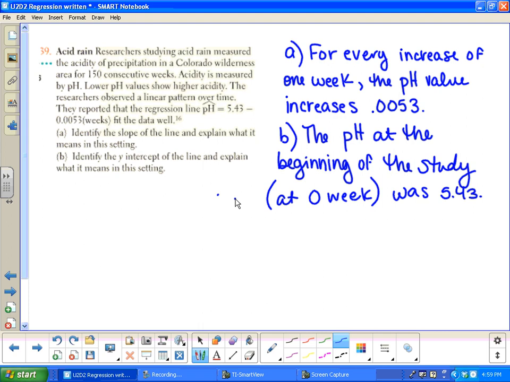Okay, so here we go. They give us the equation for acid rain over a 150-week period, and they ask us to interpret the slope and y-intercept. So for every increase of 1 week, oh, I screwed this up, so let me fix it. The pH value is going to decrease 0.0053.